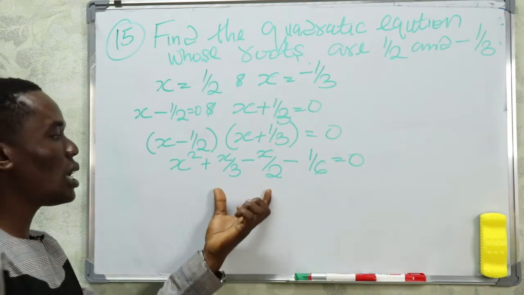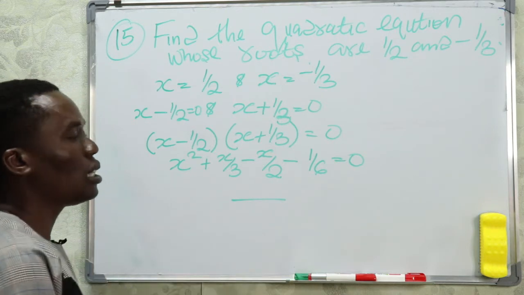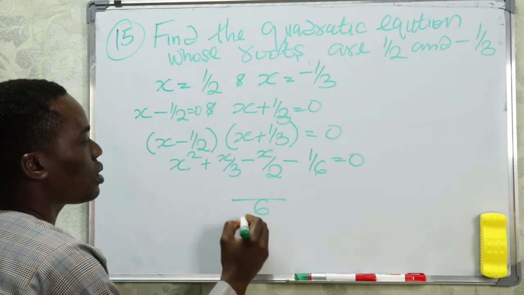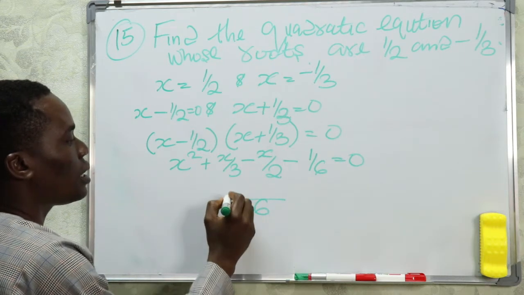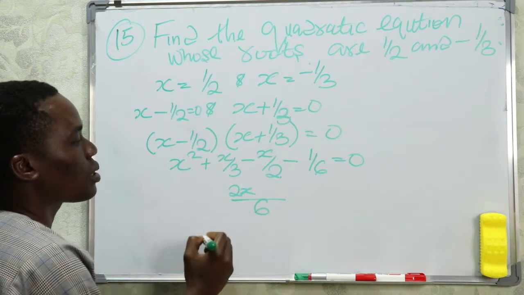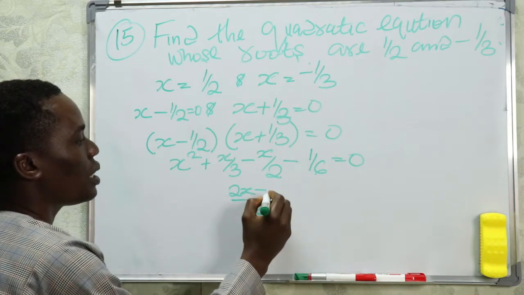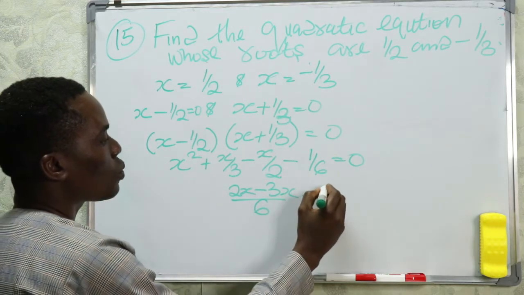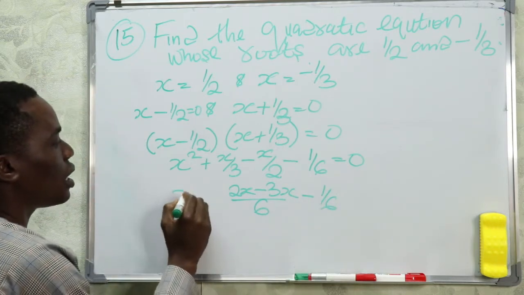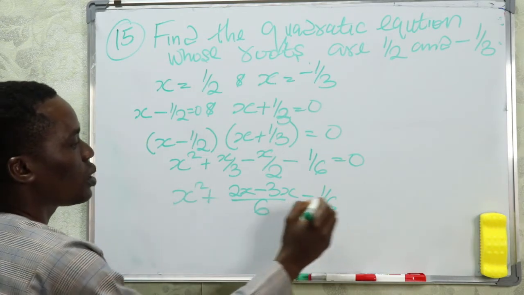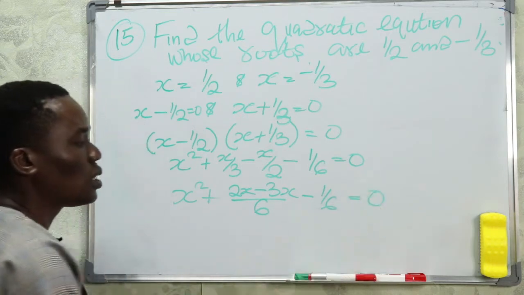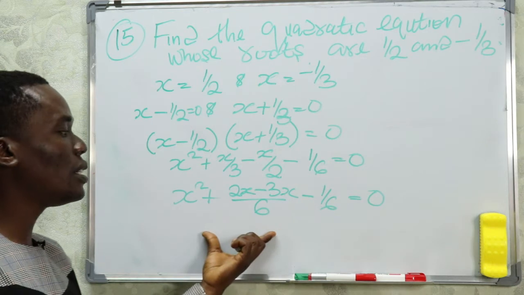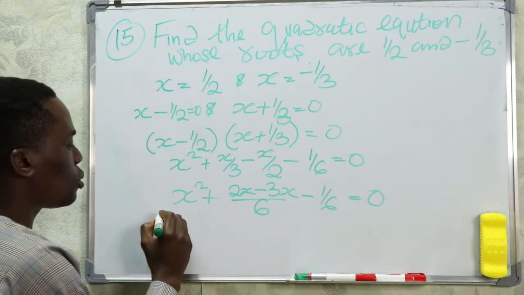Now let's look at the LCM of these two at the middle to remove the fraction. If we do the LCM, this gives us 6. 6 divided by 3 will give us 2x, minus this divided by this will give us 3x. Now this will be minus 1 over 6, and this will be x squared plus everything equal to 0. Now having 6 to be common in everything, we need to multiply through by 6.